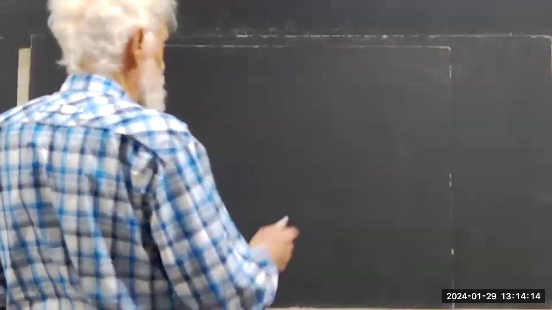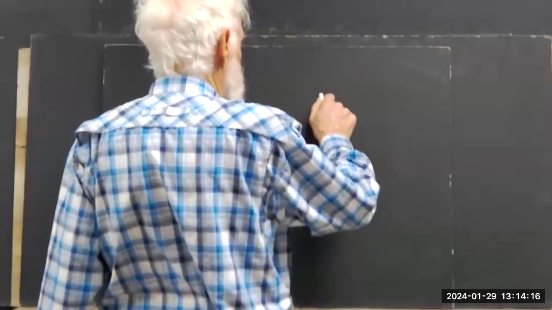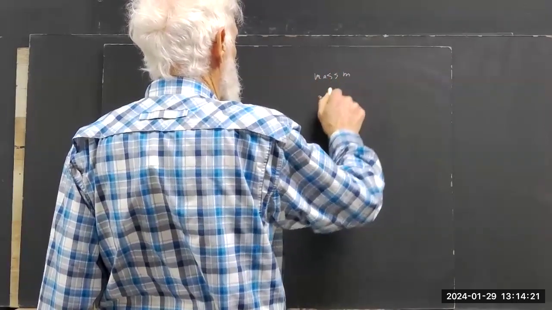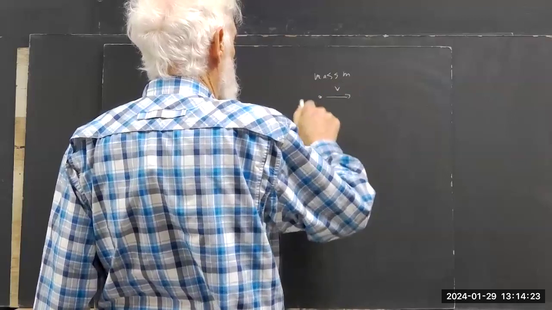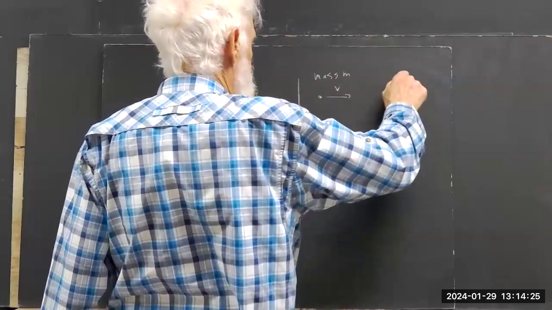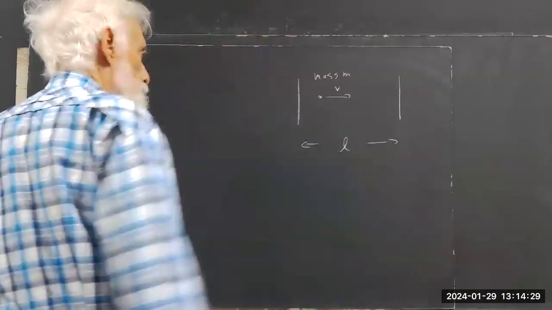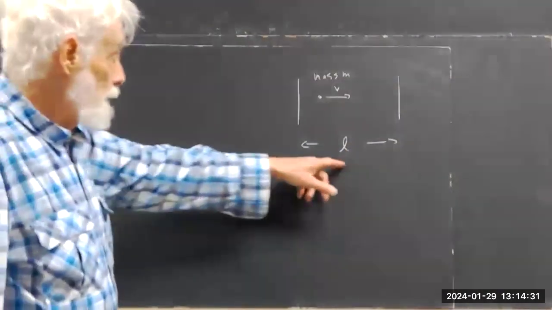We'll pause for a second. Okay. So we just start out with a model of a mass M moving at velocity V, bouncing back and forth between two walls of length L.